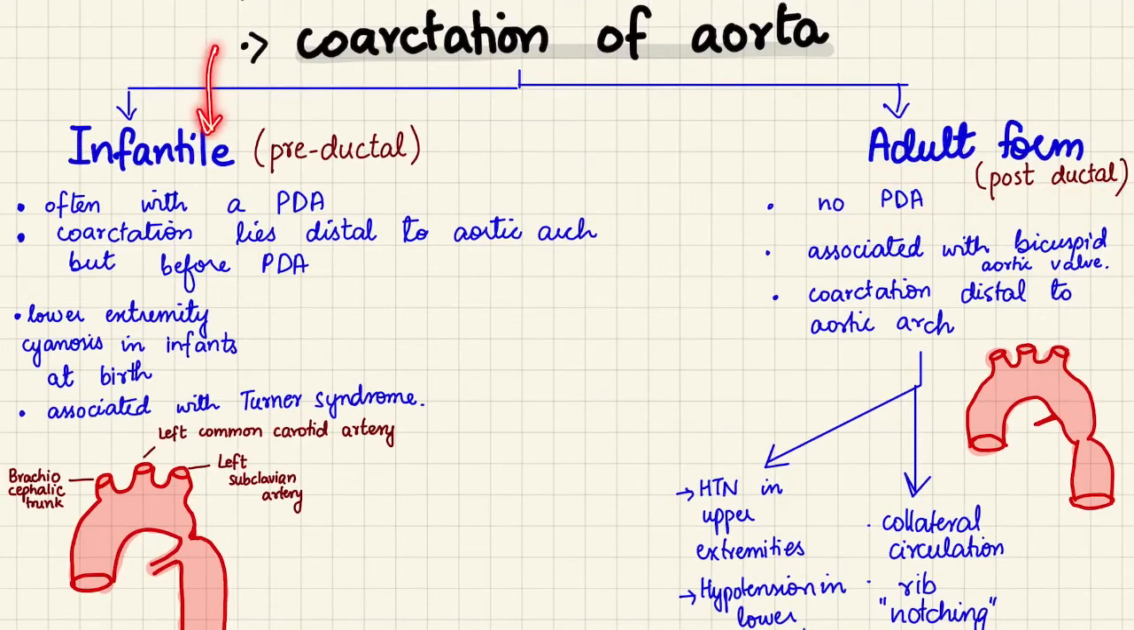Okay, the infantile form or the preductal form is often associated with the patent ductus arteriosus, but in this case, the coarctation, the constriction of the aorta, will lie distal to the aortic arch, but before the PDA. Okay, so this is something you need to remember.